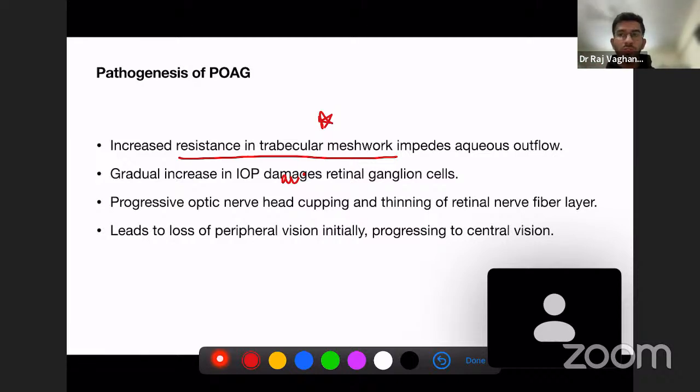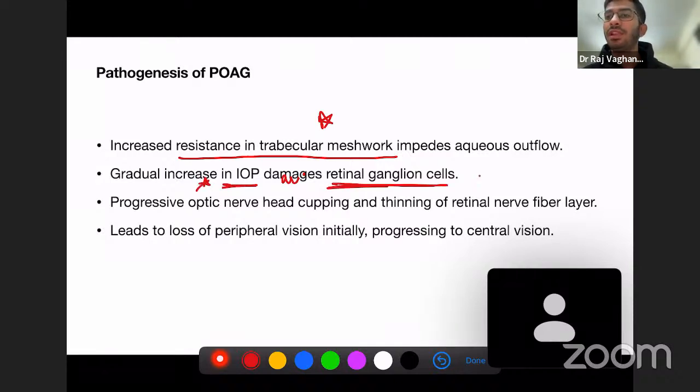It will cause restriction of aqueous outflow, and due to the restriction of the aqueous outflow, it leads to a gradual increase in IOP, and it damages the retinal ganglion cells. And if the retinal ganglion cells are damaged, then progressive optic nerve head cupping and thinning of the retinal nerve fiber layer occur. So what does this mean? This means that the optic nerve head is affected.